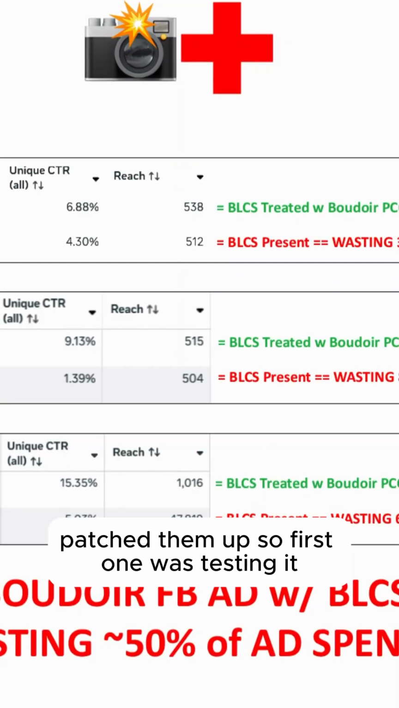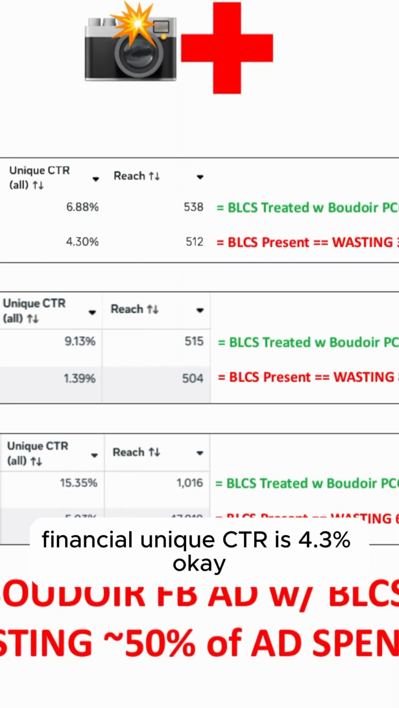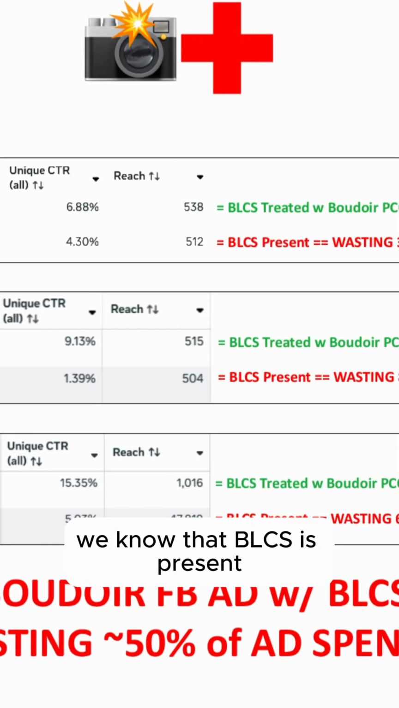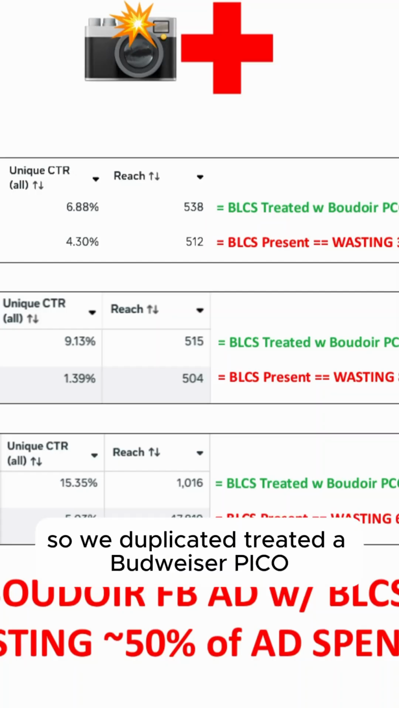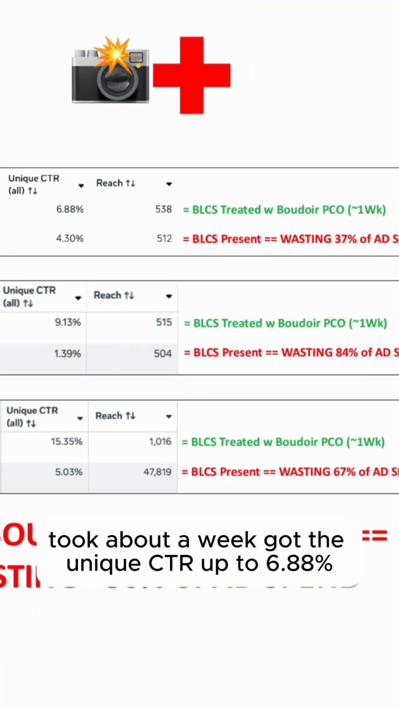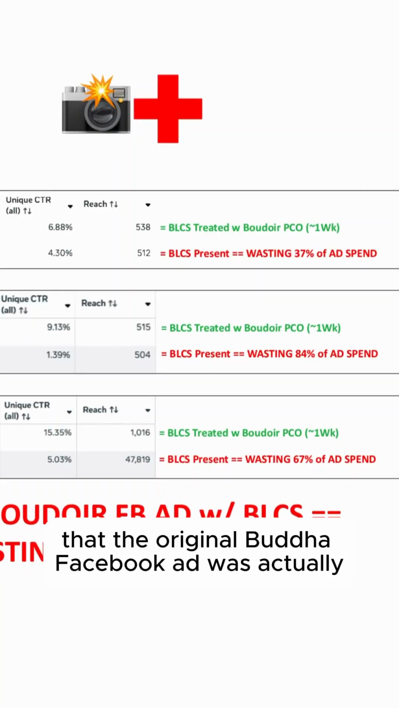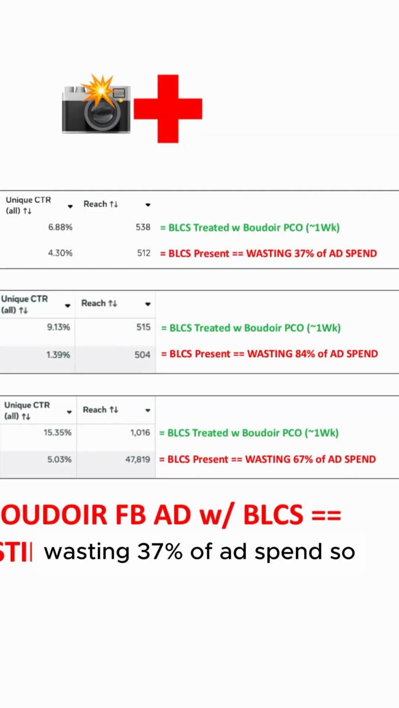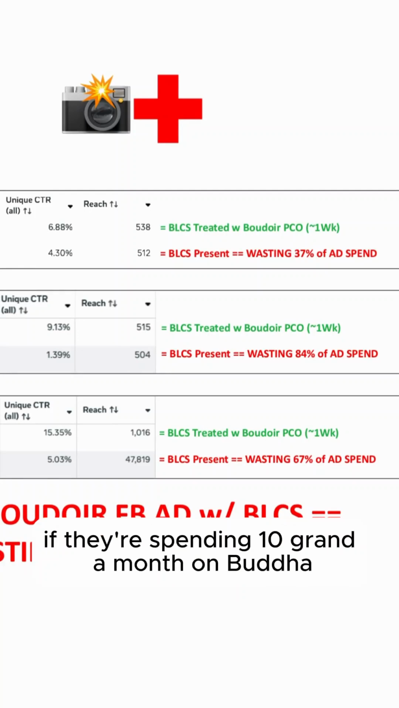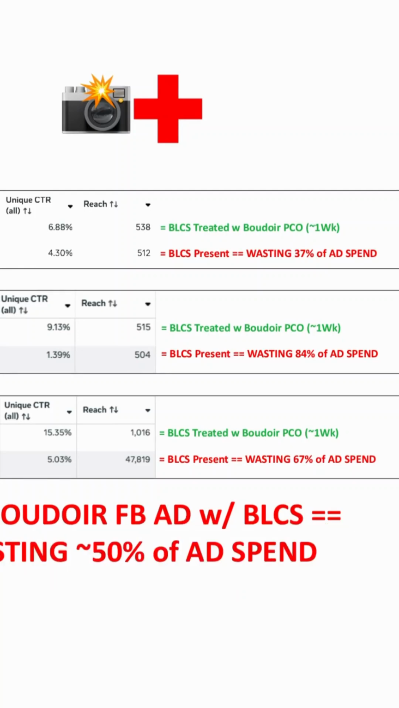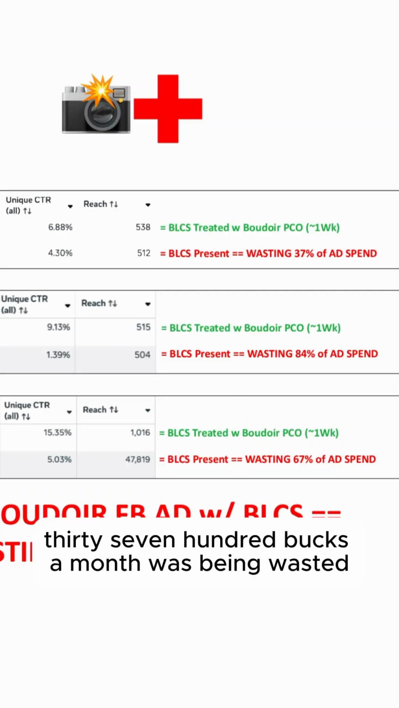So the first one, we tested it and found out unique CTR is 4.3%. When unique CTR is under 6%, we know that BLCS is present. So we duplicated it, treated with Boudoir Pico, took about a week, and got the unique CTR up to 6.88%. So we found out that the original Boudoir Facebook ad was actually wasting 37% of ad spend. If they're spending 10 grand a month on Boudoir Facebook ads, 3,700 bucks a month was being wasted.